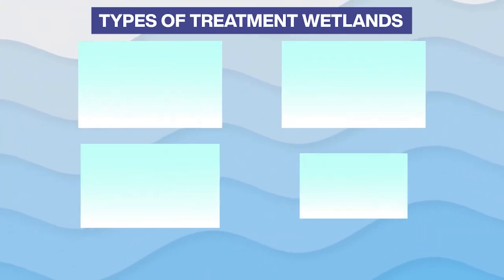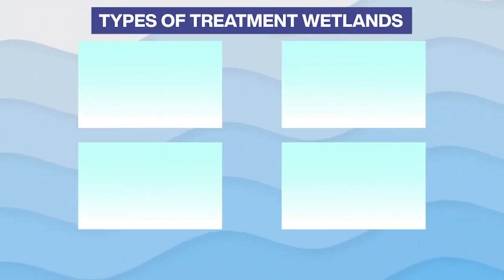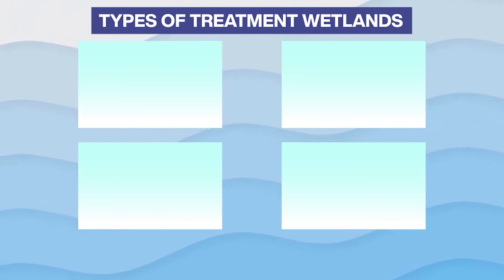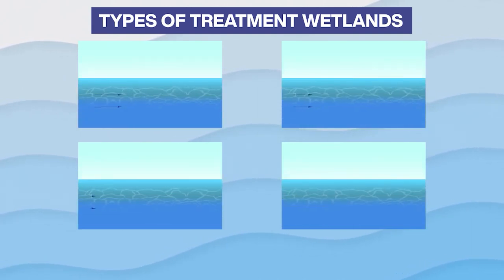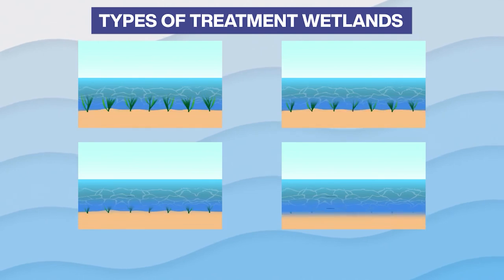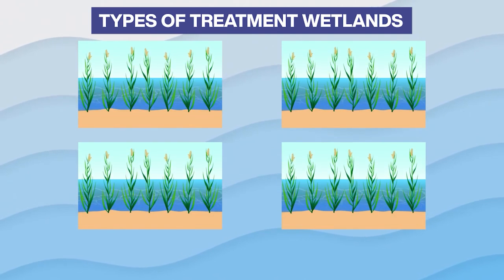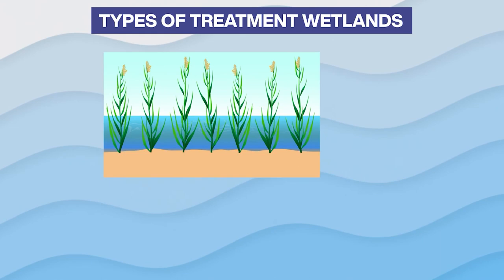Here, it should be noted that all types of constructed wetlands have two common functional features. The first is the water flow in the wetland, and the second, the density of the vegetation that is a part of the construction.